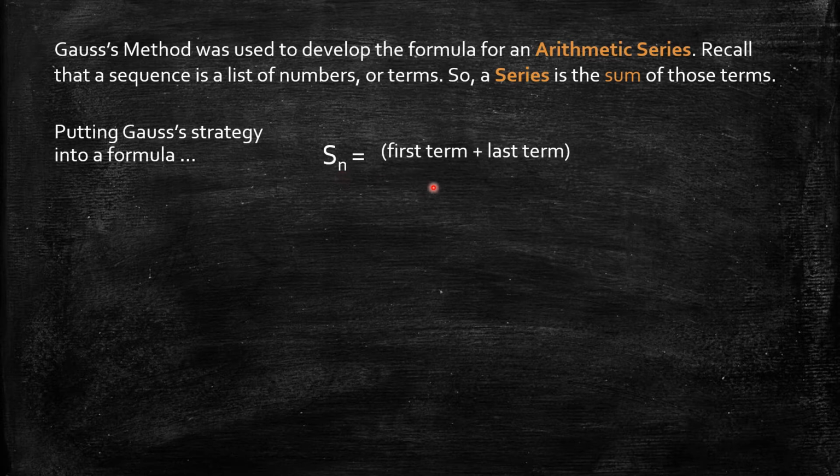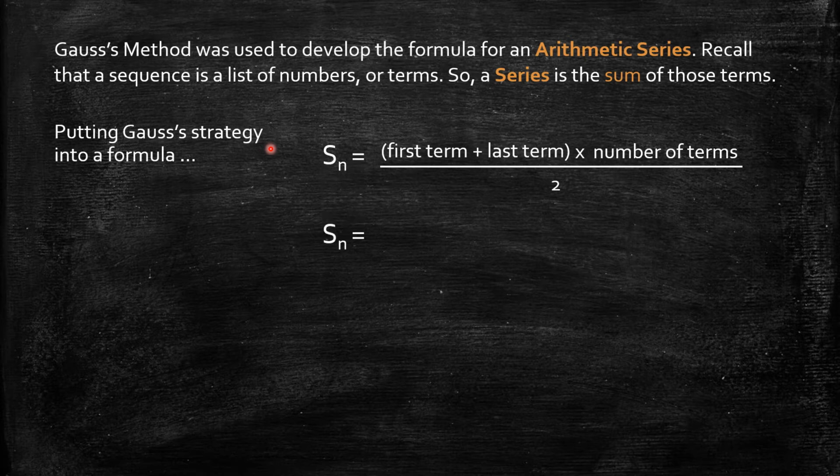So he took his first term, in this case a 1, and then underneath that he added 100. He took his first term, added on his last term, then multiplied that by the number that he had. He had 100 of them, right? Then he divided by 2 because he originally had a 2 here. That seems like such a straightforward thing, and it was put into a very straightforward formula. So S at n equals the first term, which we already know is a.